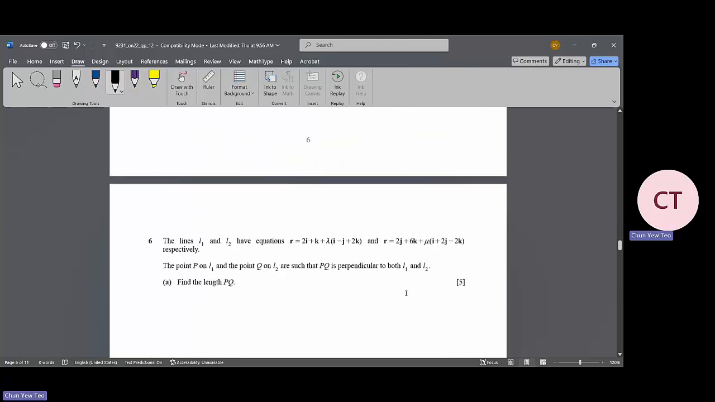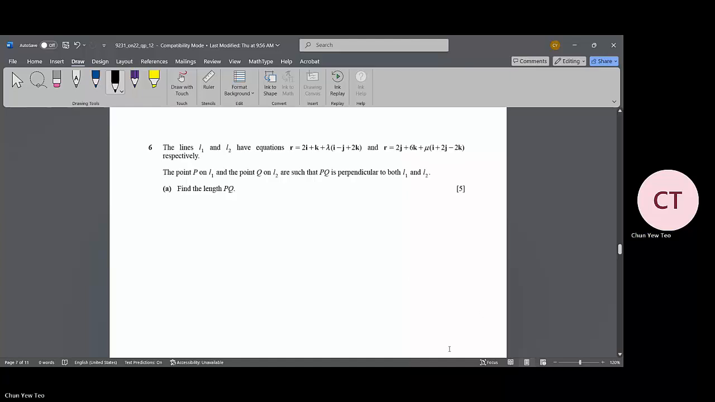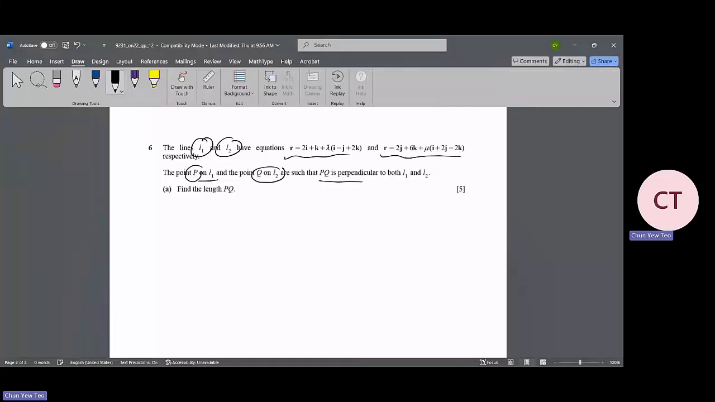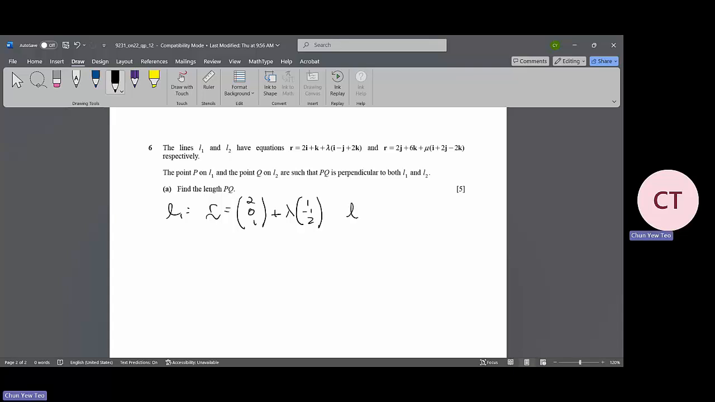Then move on. We have question number 6. Q is on L2, and PQ is perpendicular to L1 and L2. So right here, I will rewrite the line L1 in the matrix form, this is what I usually do, and the line L2 in the matrix form also: 0, 2, 6 plus mu of 1, 2, negative 2.